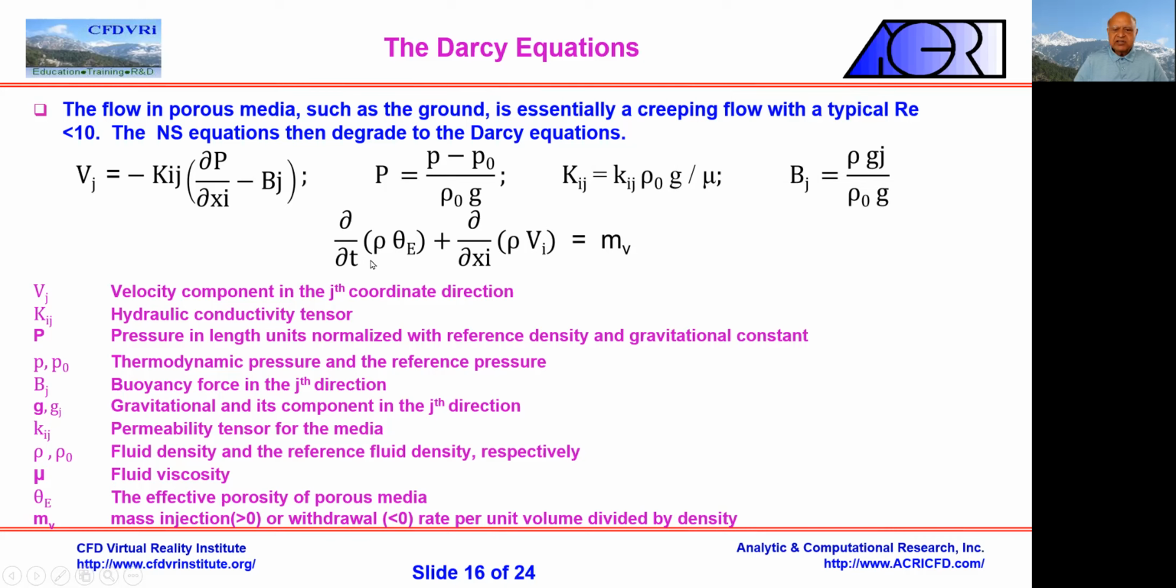The continuity equation degrades to this simple form. If theta is the effective porosity of the media, then the fluid can only be present in the porosity. It cannot be present in the solid. So the total amount of fluid at a place is the density multiplied by the porosity. And then this is the convective term like before, and this is the mass injection. So this is the Darcy equations. This will come very handy for groundwater flow applications.